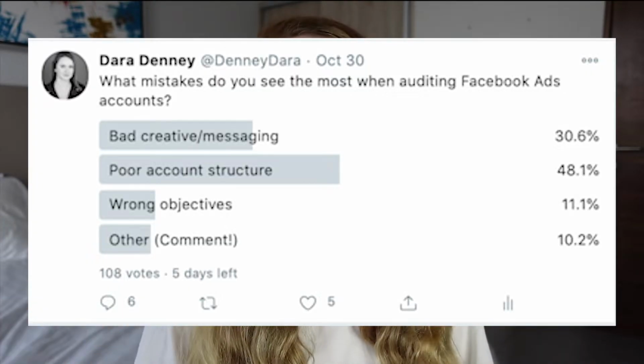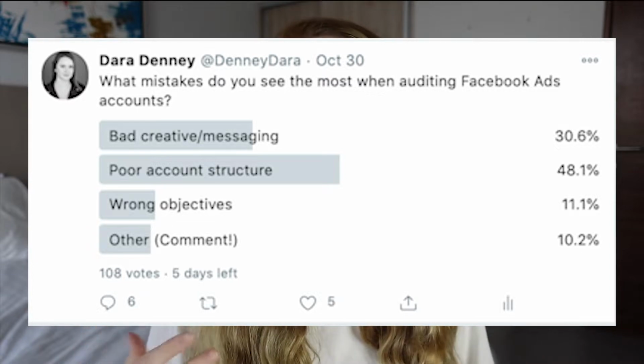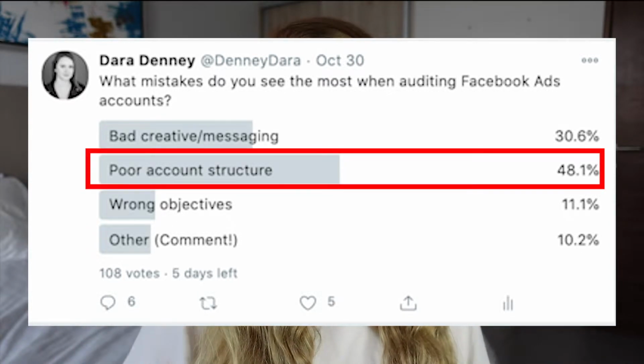Now, number 2 is actually the one that sticks out to other media buyers as the one they see the most, and that is a bad account structure. The first thing that I actually look at when I get into the ad account is the number of campaigns they're running, and if they're segmenting between prospecting and retargeting.